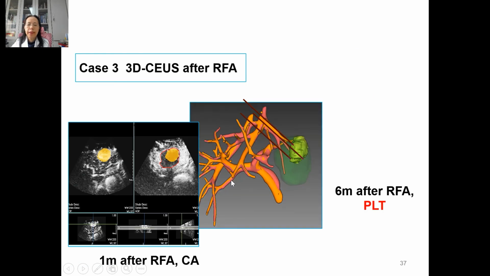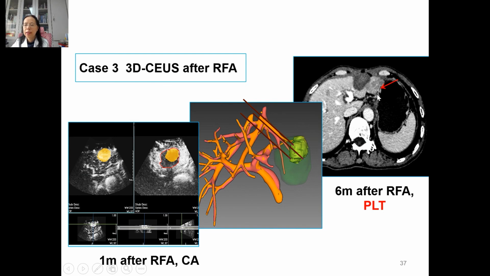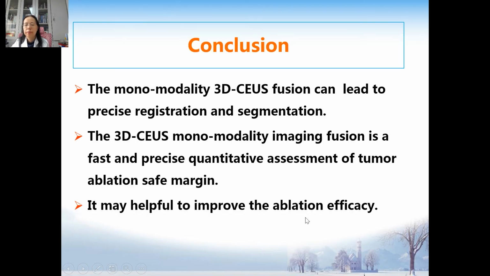In case 3, here is the tumor before ablation, after ablation. Here maybe it's not good enough. Six months later, recurrence occurred.